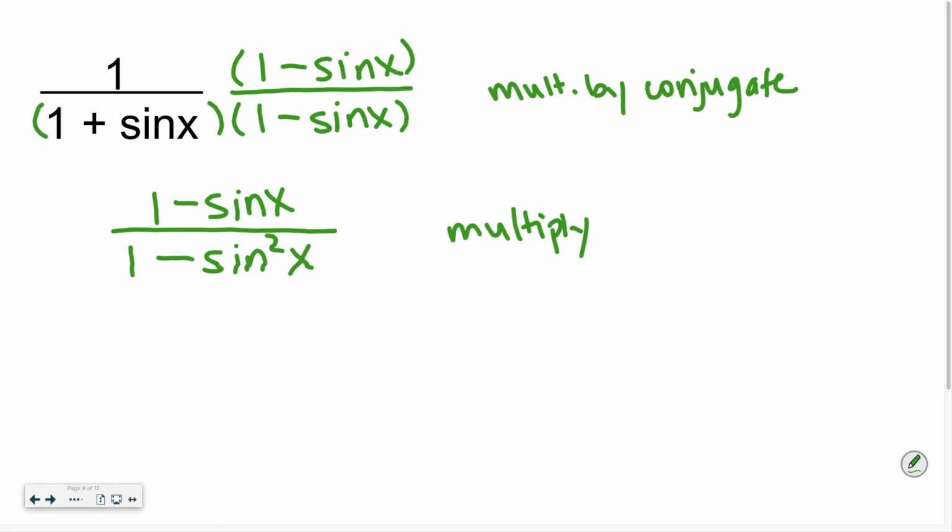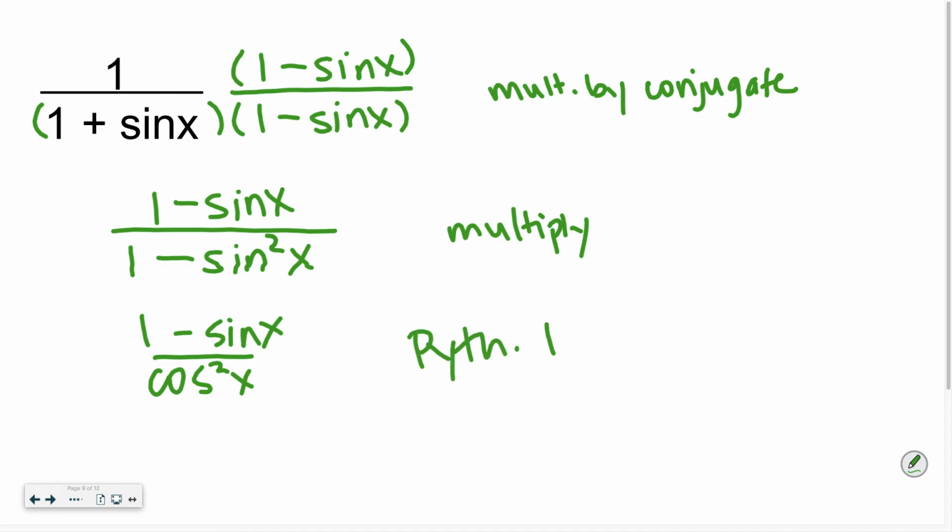Okay, same thing that we did before, right? We know that sine squared plus cosine squared equals 1. So if we rearrange this, we can take 1 minus sine squared, right? Take this sine squared, move it over, and that's the same thing as cosine squared, because of our Pythagorean identity.